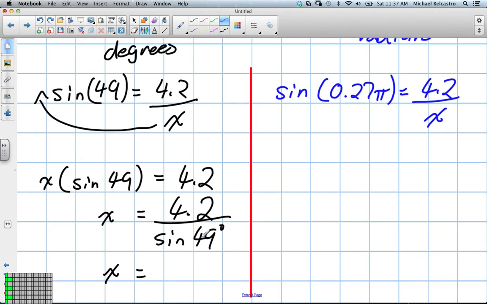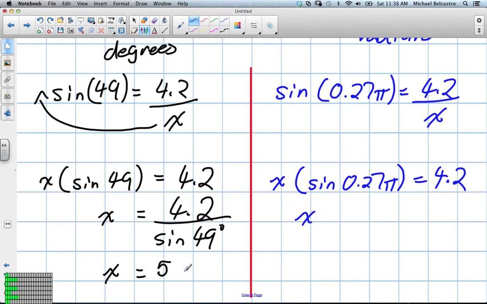Should I do it separately? You're in radians right now. You need to change your calculator to degrees, because that question was in degrees. Always make sure you know what you're working in. Because we were working in degrees, you have to change it back to degrees, and then the second one will have to work in radians. Now I'm going to move this one over, so this becomes x times sine 0.27 pi equals 4.2. Now it's 5.56. 5.56 as a measurement.